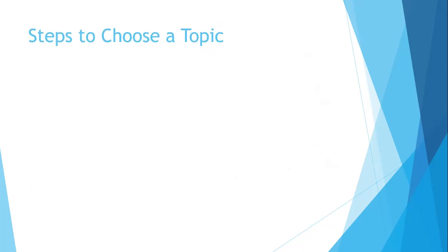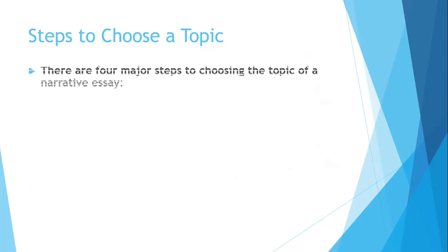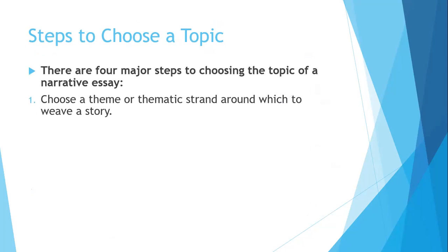Now, I'm going to write a narrative essay, so I need to choose a topic. There are four major steps to choose the topic of a narrative essay. The first step, I choose the theme or thematic strand around which to weave the story, which is again the motive. It's the most important thing. Why am I writing this story? So before thinking of the events, I need to choose what's the aim of writing this story. Then the events come to revolve around this theme.